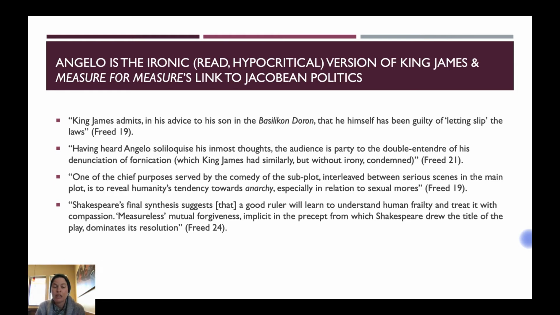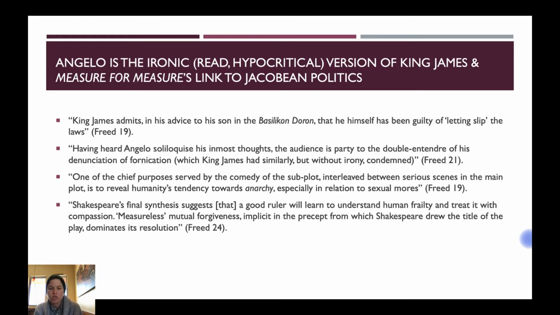So Angelo, when he asks Isabella to sleep with him in order to save her brother's life, is being a hypocrite, essentially. King James has denounced fornication, sex before marriage, but he has not acted in the same way as Angelo, at least in public record. Who knows? But that's Freud's analysis there.